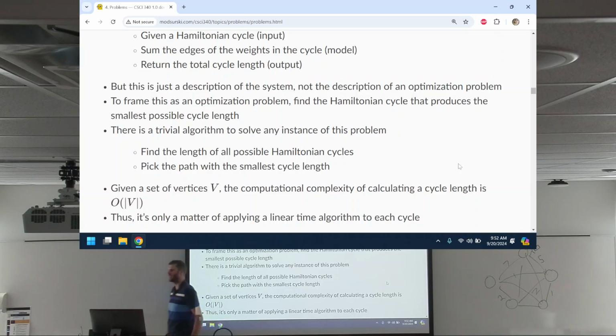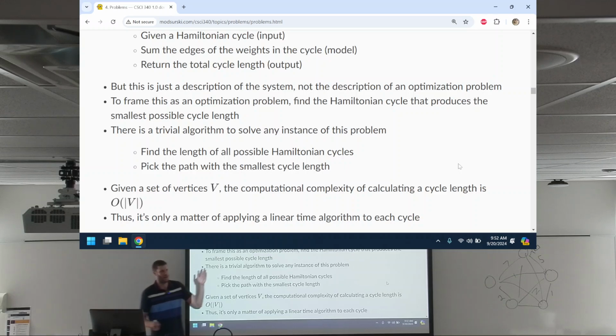How do I find the shortest possible path length? It's trivial. Take every possible Hamiltonian cycle, calculate its length, its total distance, and then pick the smallest one. Simple, right? How many cycles are there?